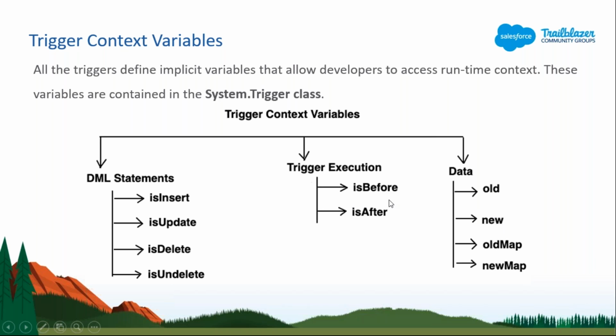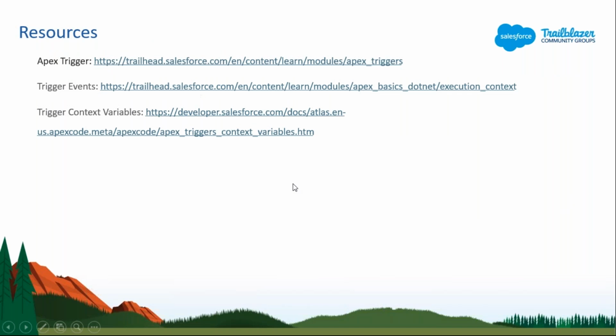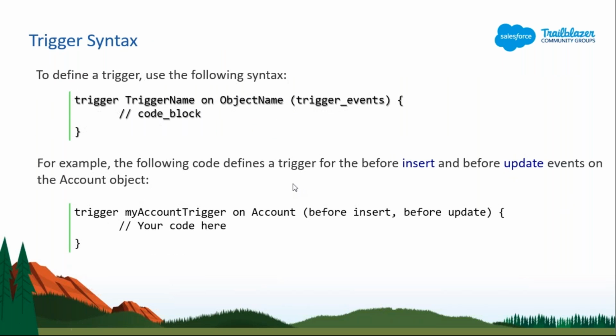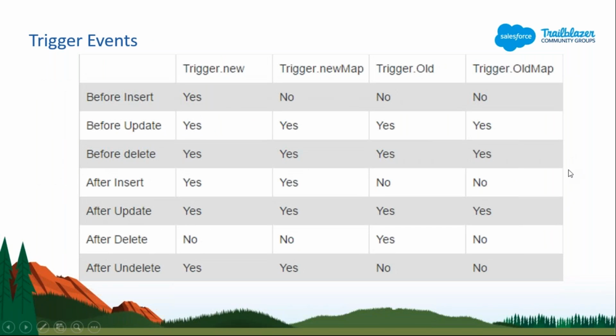Before insert, what it will do is first check that the record has been inserted, and the data is coming in the list of new. And in delete also, I have this other one. So yeah, this is the table I'm going to perform. So before insert, Trigger.new will be available.